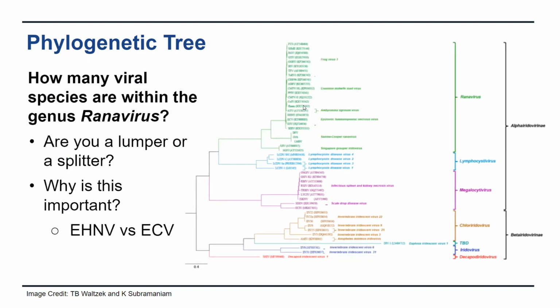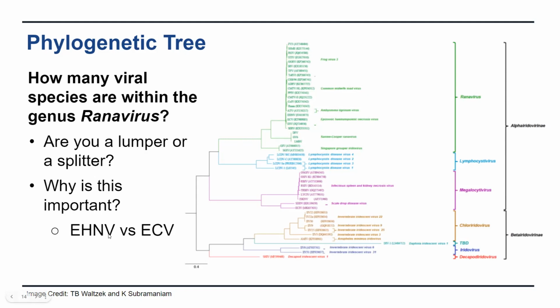And so we might ask the question, within the genus Ranavirus, how many viral species are there? And you may think this might depend on whether you're a lumper or a splitter. And so if you're a lumper, you might say, well, you've got three. You have Singapore grouper, largemouth bass virus, and then a bunch of other viruses. But actually, it's more important than that. And I'll give you one example.